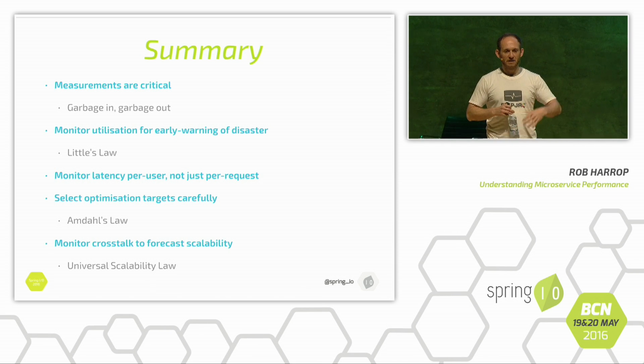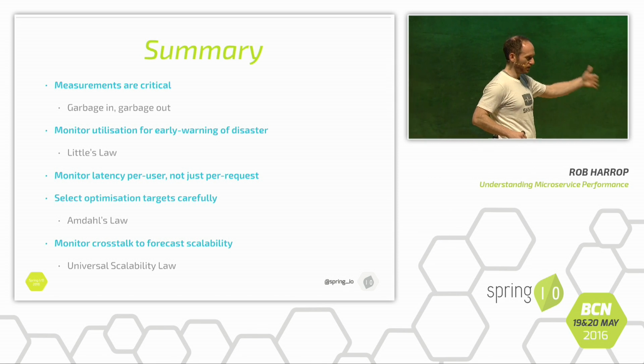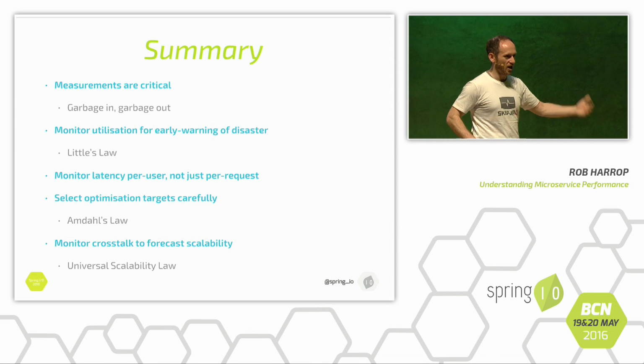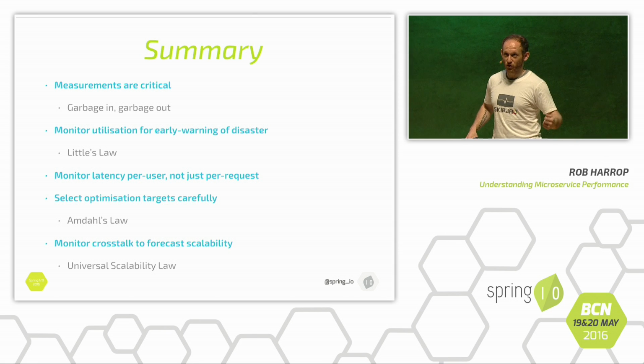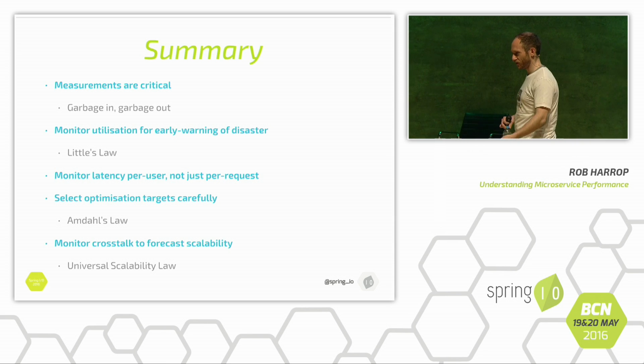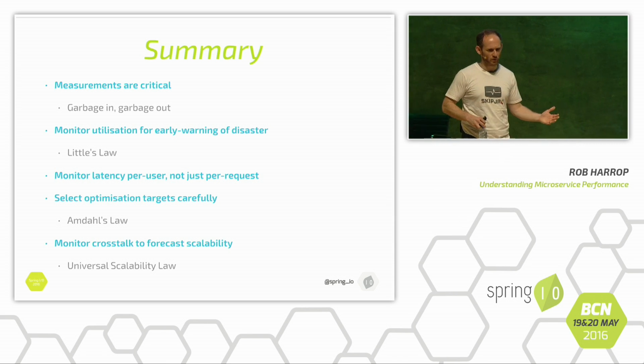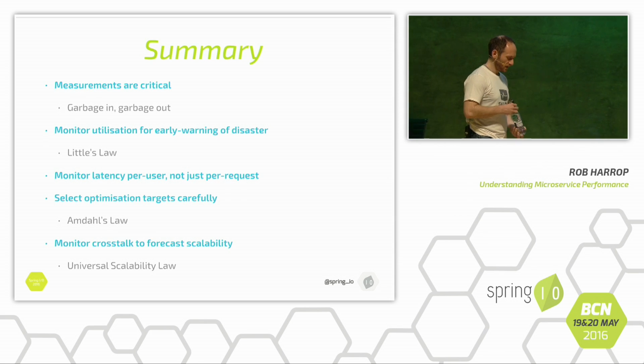Is it InfluxDB or Elastic or whatever you might be using to track it? But the rule applies, garbage in, garbage out. Spend some time making sure that what you're measuring and how you're measuring it is accurate. You can monitor your utilization, and you can use that to derive decisions about when you think things might go wrong. Little's law applies here. Very simple rule of thumb, incredibly simple.